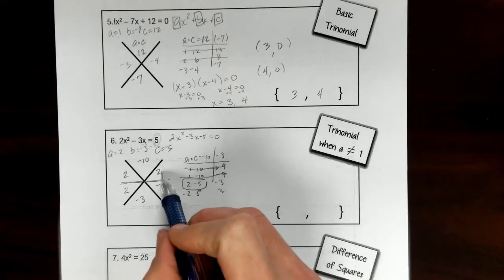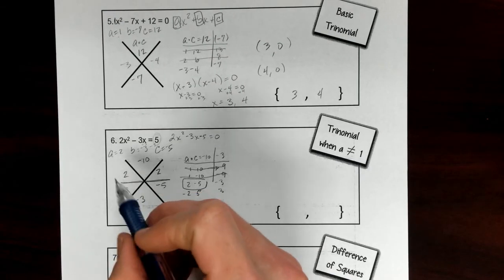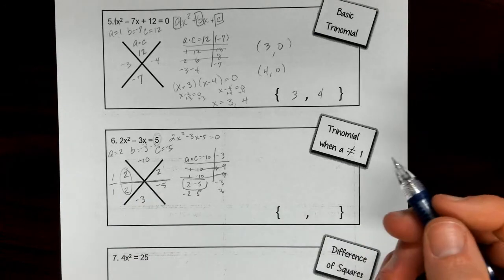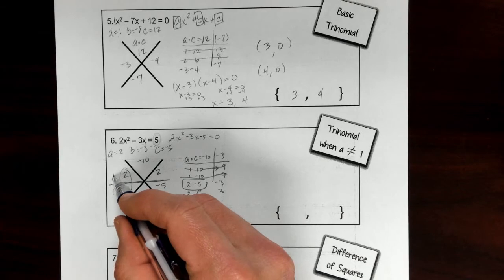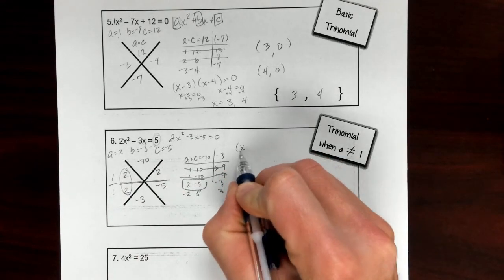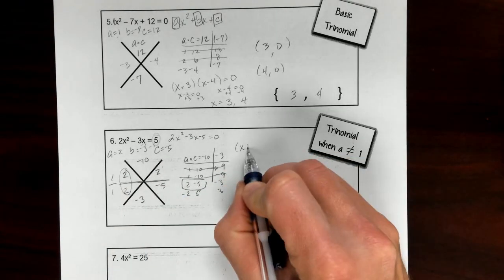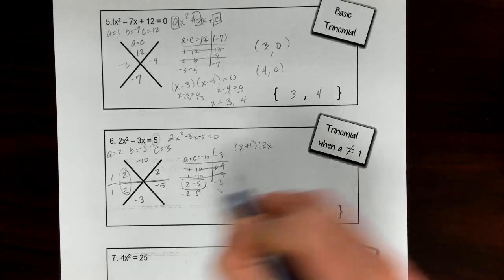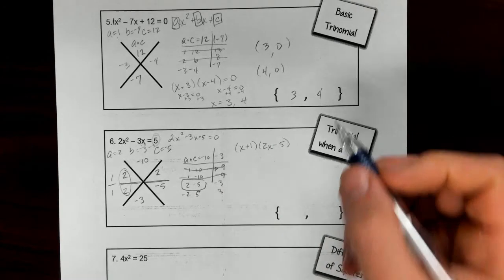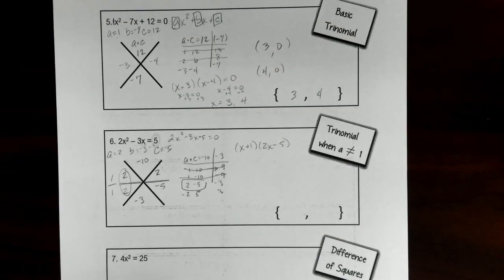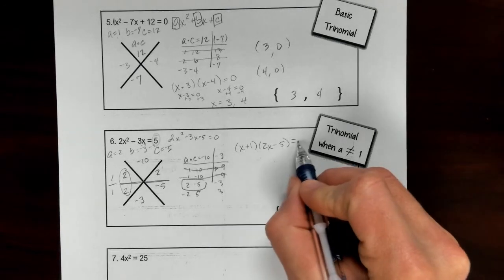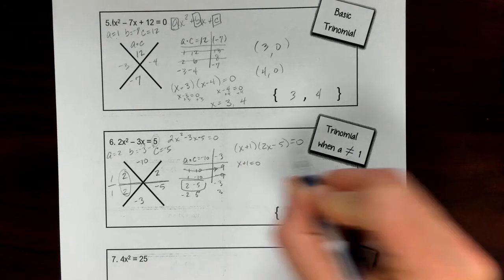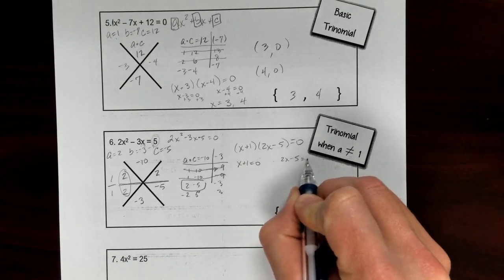And once again, we're looking to reduce these fractions if we can. You can reduce that to 1 over 1. That cannot be reduced. So my two factors are 1x, that's a positive, so plus 1, and then 2x, that's a negative, so minus 5. Now, once again, we're setting these equal to 0. So x plus 1 equals 0, and then 2x minus 5 equals 0.